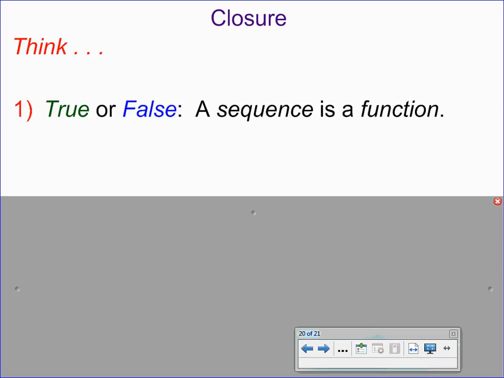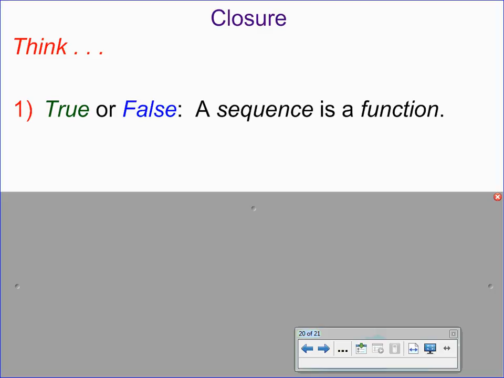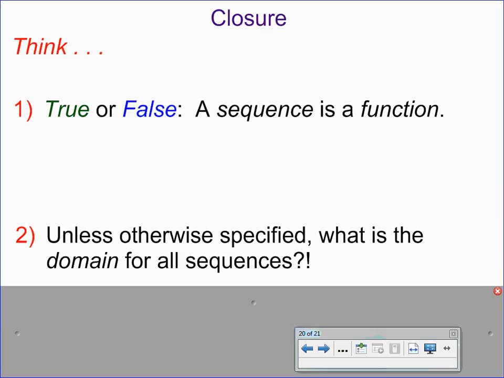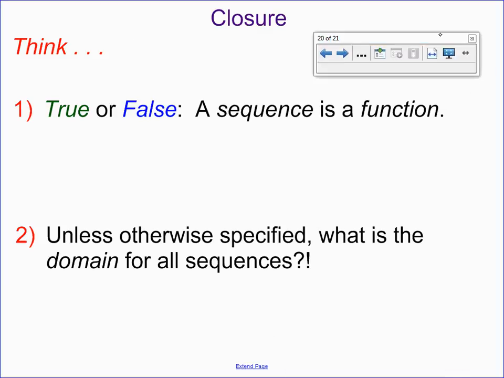So I want you to go ahead and think, don't call out. A sequence is a function. That's a true or false question. Don't call out, just think. Write it down on your paper, and then, unless otherwise specified, what is the domain for all sequences? Be ready to share because I'm going to call on you. Okay, true or false? A sequence is a function. Raise your hand if you're willing to share. So a sequence is a function. Is that true or false?